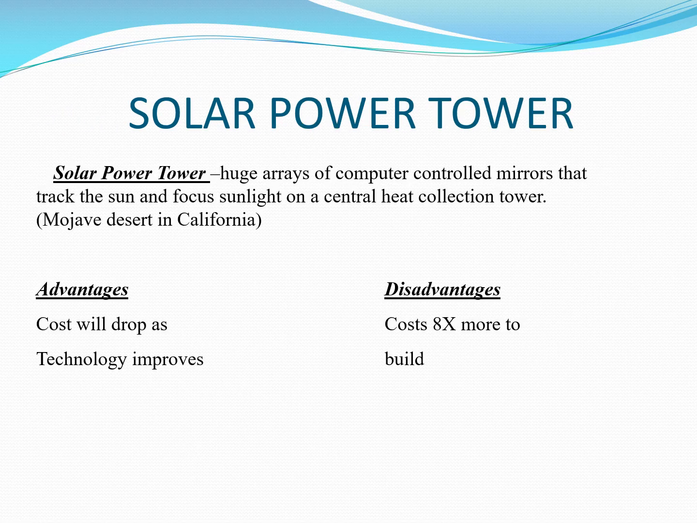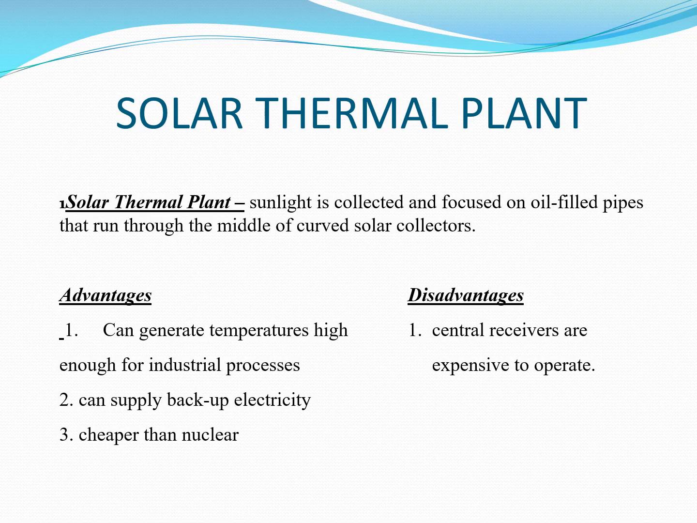Our next type is the solar power tower. In this, huge arrays of computer controlled mirrors track the sun and focus sunlight on a central heat collection tower. The main advantage is that the cost will drop as the technology improves. The main disadvantage is that the initial cost to build is very high.